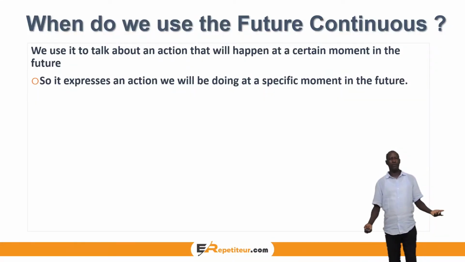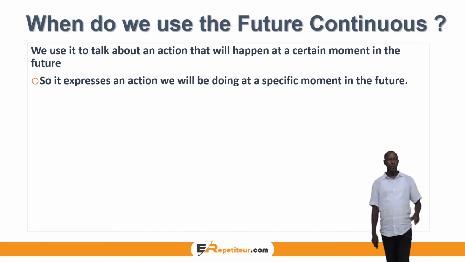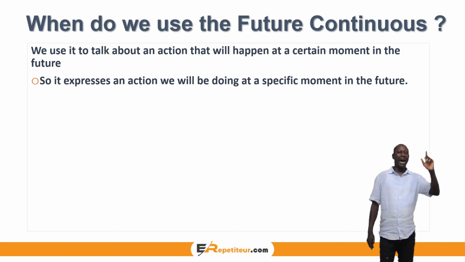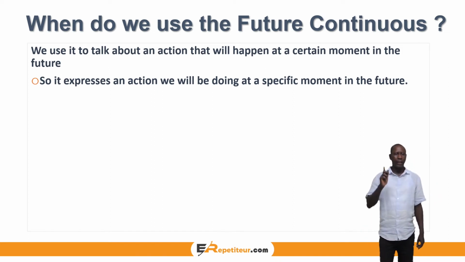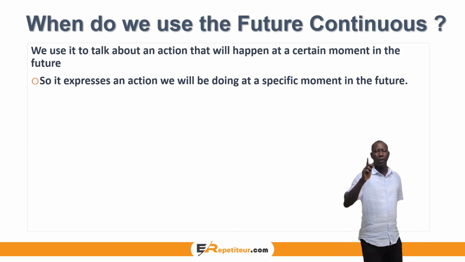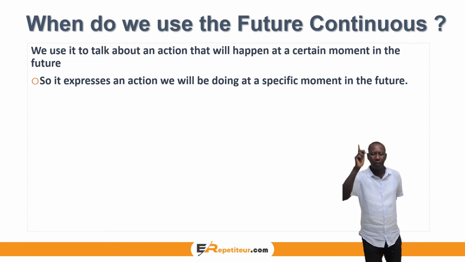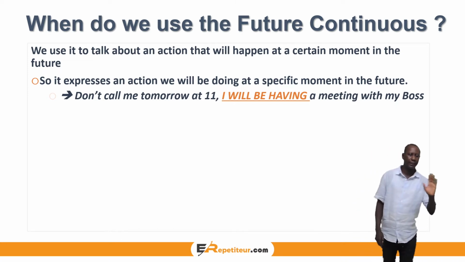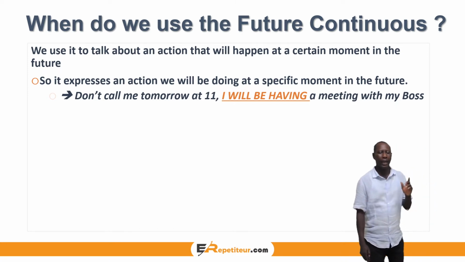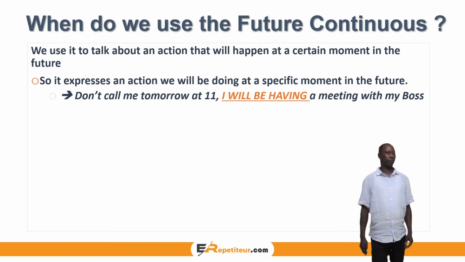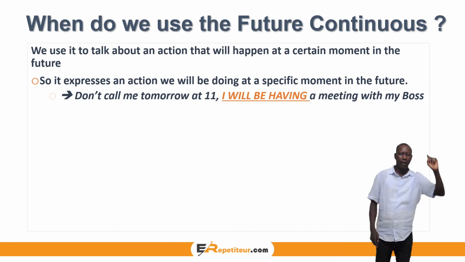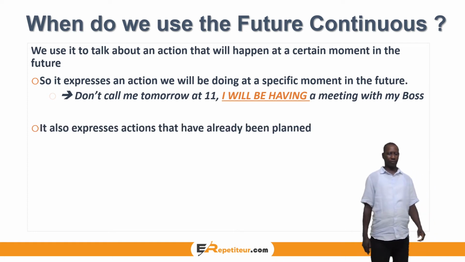When do we use the future continuous? We use it to talk about an action that will happen at a certain moment in the future. So, it expresses an action we will be doing at a specific moment in the future. Don't call me tomorrow at 11. I will be having a meeting with my boss.